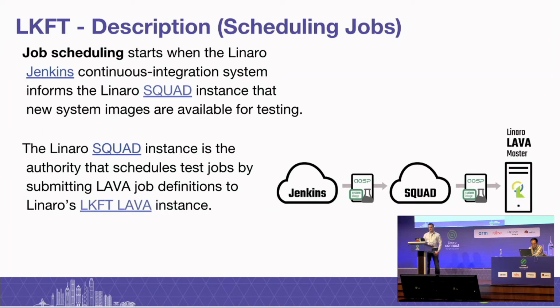Job scheduling is actually done when Jenkins detects a change and informs the SQUAD instance that the new system image is available for testing. So SQUAD's the test authority, the authority that schedules test jobs. So you'll see Jenkins creates the image, sends it to SQUAD, SQUAD sends the image to LAVA. The reason it's done that way is that SQUAD is informed when there is a job, and SQUAD is then the authority to dispatch it and to collect the results.